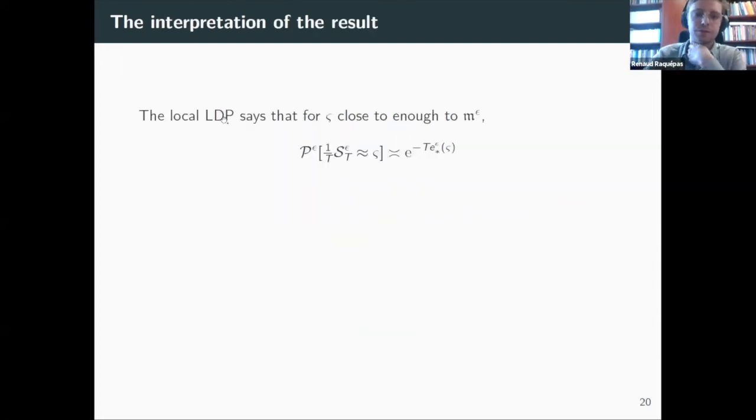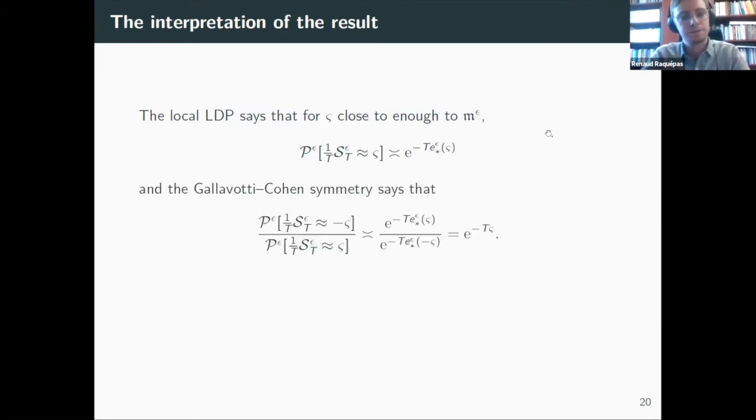Okay, so my large deviation principle tells me that if I'm looking at a candidate value for entropy production, or the time average in entropy production, that's not too far from the mean, the probability that my average entropy production falls close to this value decays exponentially, and the rate of exponential decay is given by my rate function. The rate function gives the rate of exponential decay.